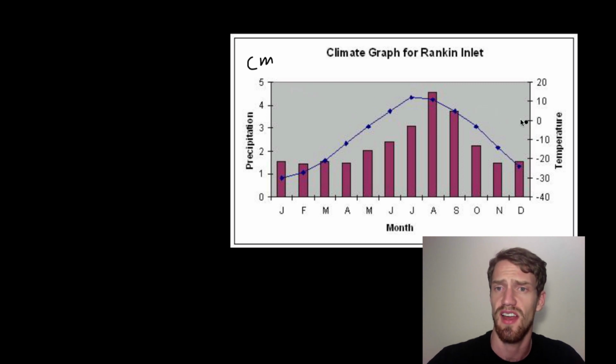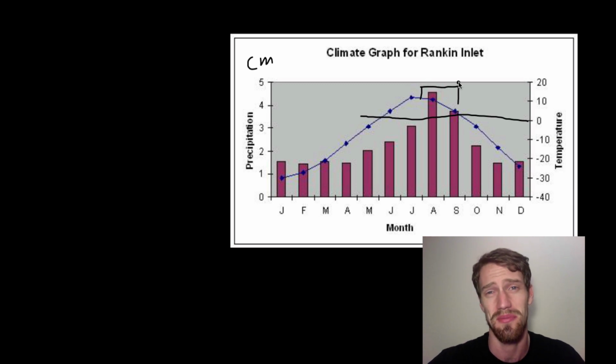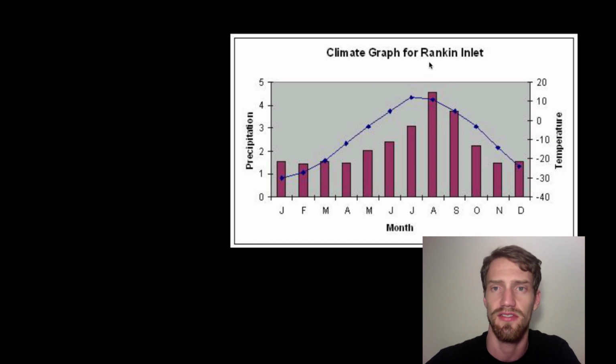And then on average, it's only going to have a short window of time right here where it's over 0 degrees Celsius. So that's pretty darn cold. So you're going to have a couple of days up in the 60s in August, but it's going to be a pretty cold jaunt year round. So this is a pretty darn cold region to live in. What you see here in red is going to be our precipitation. In blue, we're going to have our temperature. So that's what a climate graph would look like for this region.